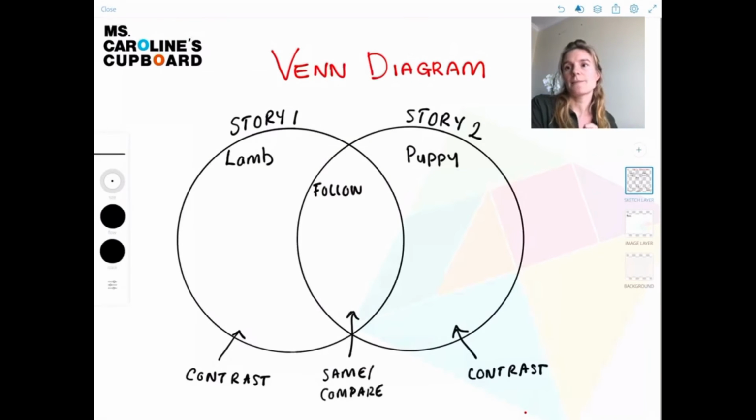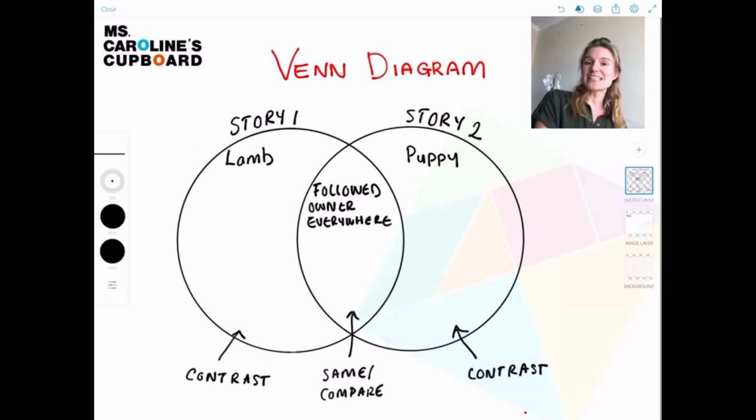So watch me here. Followed owner everywhere. Exactly. And that is what a Venn diagram is, comparing and contrasting stories. So you can use this method to compare and contrast your texts.